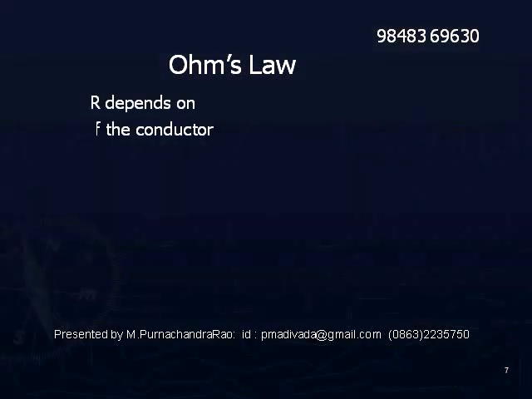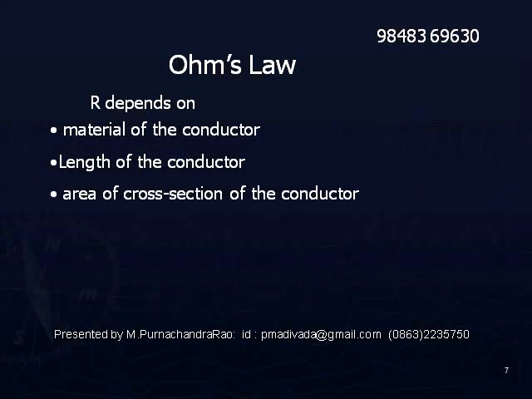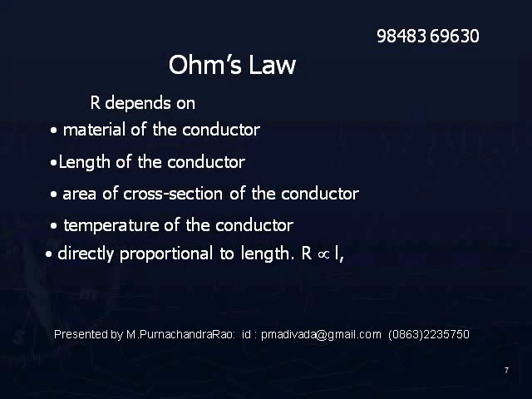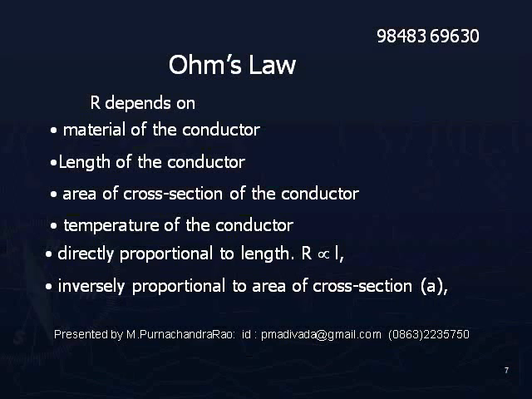R depends on the material of the conductor, the length of the conductor, the cross section of the conductor, and the temperature of the conductor. The resistance of a conductor is directly proportional to the length. If length increases, resistance increases. And it is inversely proportional to the area of cross section. So R is proportional to length L and R is inversely proportional to area of cross section A. So R is proportional to L and R is proportional to 1 by A.